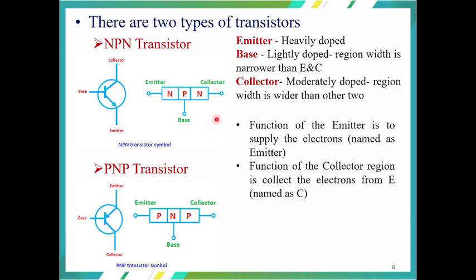Now coming to the emitter. The emitter is heavily doped and the base is lightly doped. The base region width is narrower than the emitter and collector. The collector is a moderately doped region, wider than the other two. The function of the emitter is to supply electrons, hence named the emitter. The function of the collector region is to collect the electrons from the emitter.